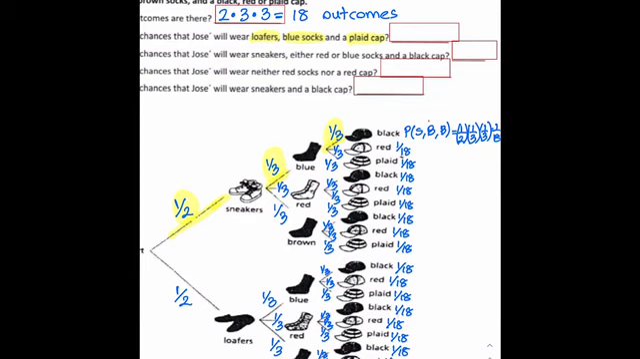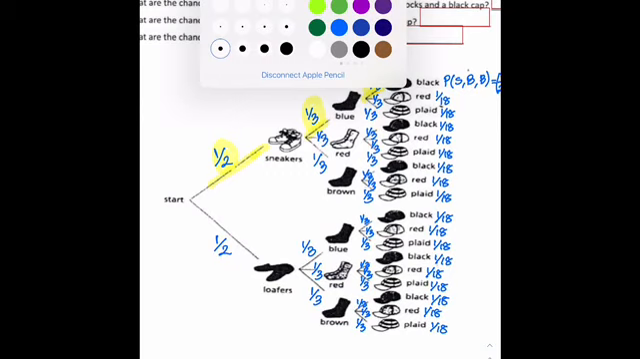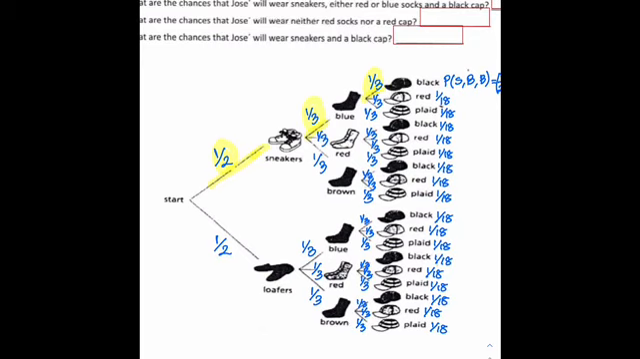So we're going to go to loafers. I'm going to use a different color for this one. So loafers, we're looking right here. And then we're looking for blue socks, which is right here. And then we're looking for plaid cap. So it is going to be right here. So if you follow the branch, our final answer for this one would be 1 out of 18.